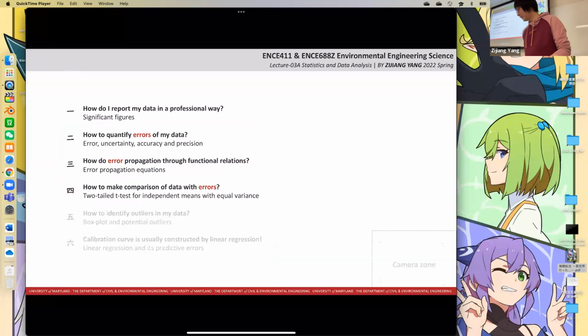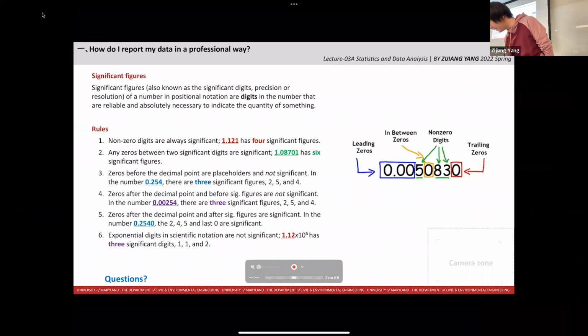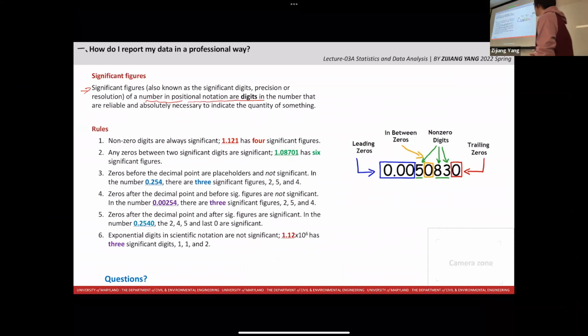So for the first one, which is significant figures, here is the definition. Significant figures of a number in positional notation are digits in a number that are reliable and absolutely necessary to indicate the quantity of something. I think the definition itself is not important, but the rules of significant figures are important. And here is an example.